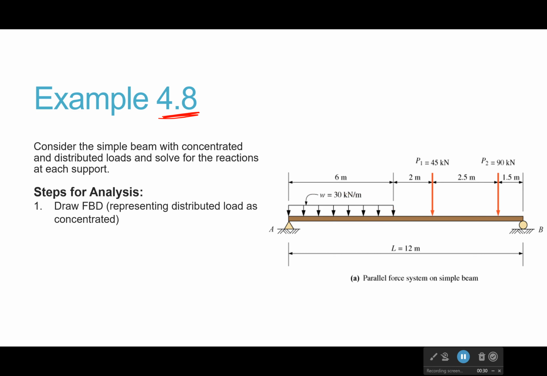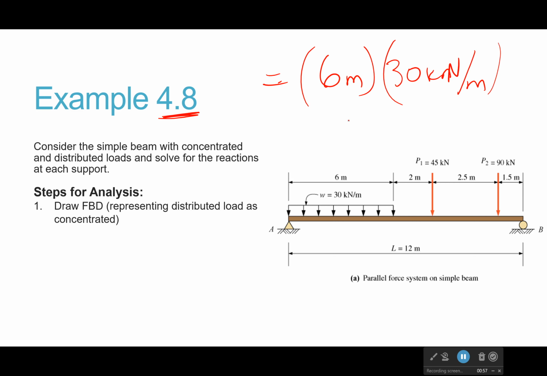First off, we're going to draw a free body diagram and we're going to get rid of this load and turn it into a nice concentrated load, into a single vector. Now how do we do that? Remember, the force that this is exerting is equal to its area. It's always equal to its area. That's a rectangle that's 6 meters wide times 30 kilonewtons per meter high. So its area is going to be 180 kilonewtons.